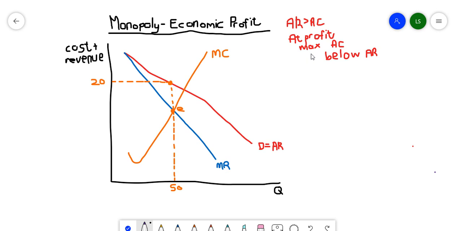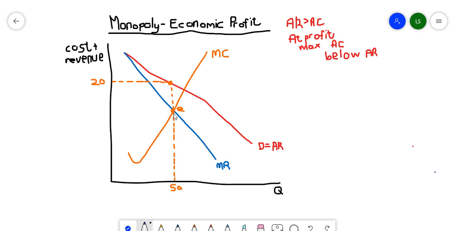And then the positioning of the average cost, it must be below my average revenue. In the perfect market, it was easy because my average revenue was a horizontal graph. Now it has a negative slope. So again, it doesn't matter what happens before profit maximization. It doesn't matter what happens after profit maximization. But at my profit maximization point, average cost has to be below my average revenue.